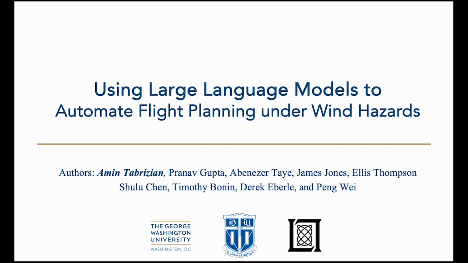Welcome to this demo on automating flight planning under wind hazards using large language models. This work is a collaboration between George Washington University, Duke University, and MIT Lincoln Laboratory. The focus of this research lies in developing a robust, intelligent system that can adapt flight paths dynamically to mitigate the risks posed by wind hazards. By leveraging the power of large language models, this approach enables safe, efficient, and human-centric flight planning, ensuring both operational reliability and energy optimization.